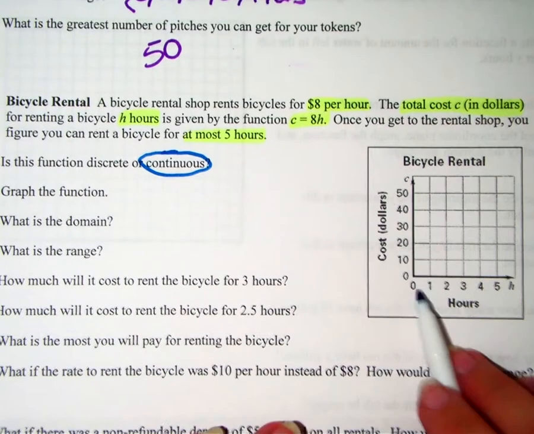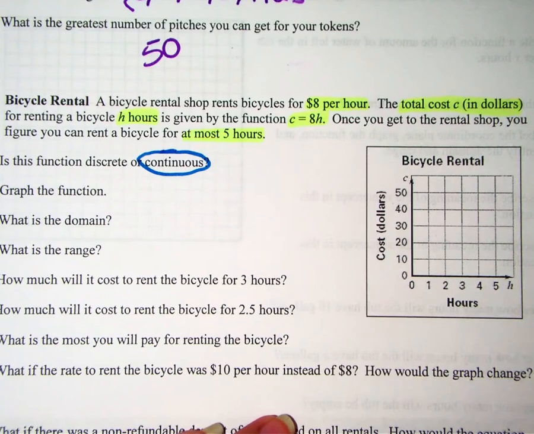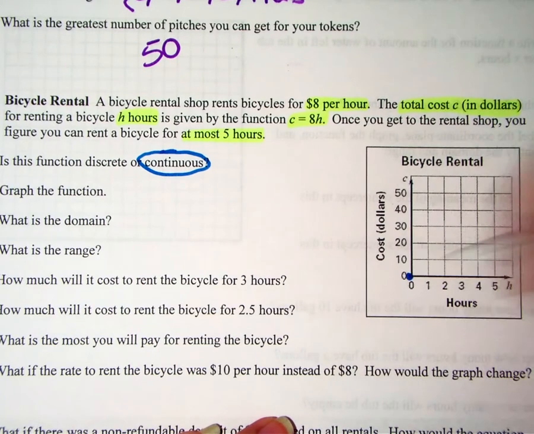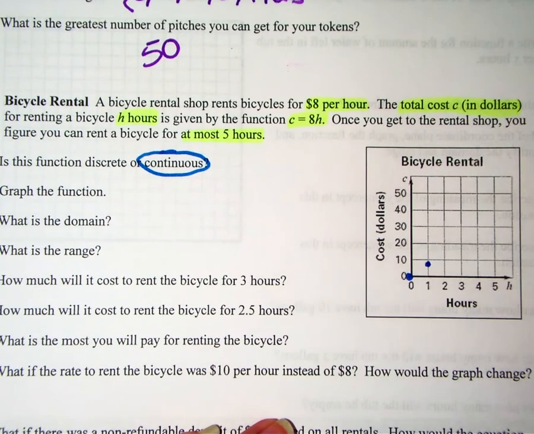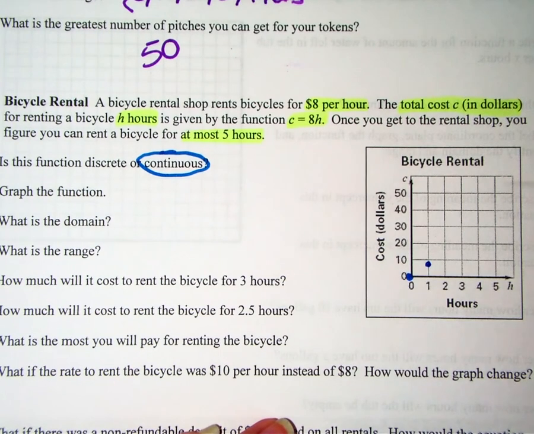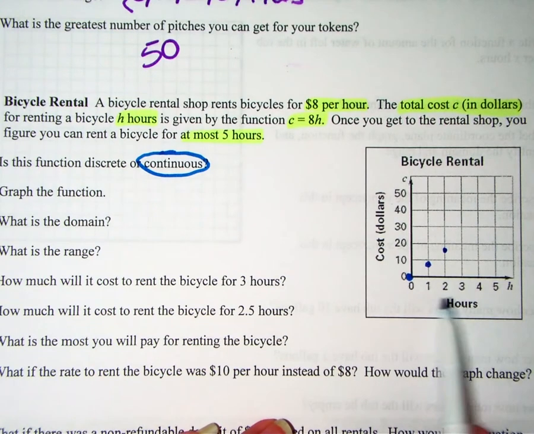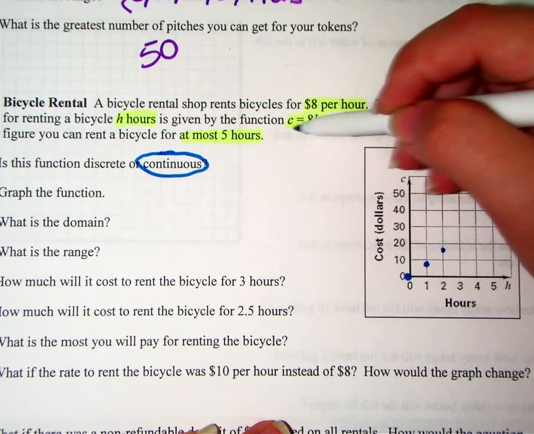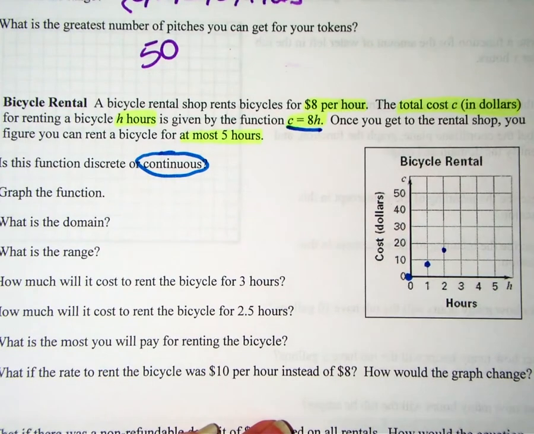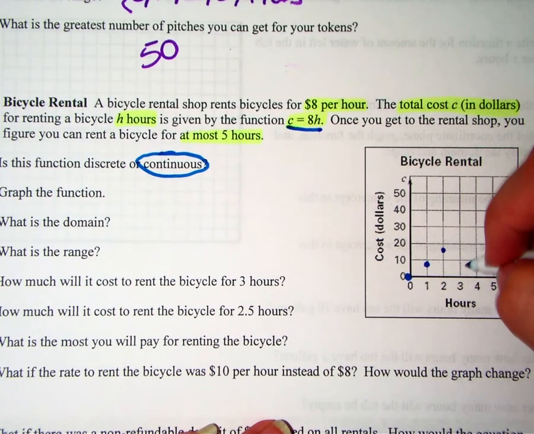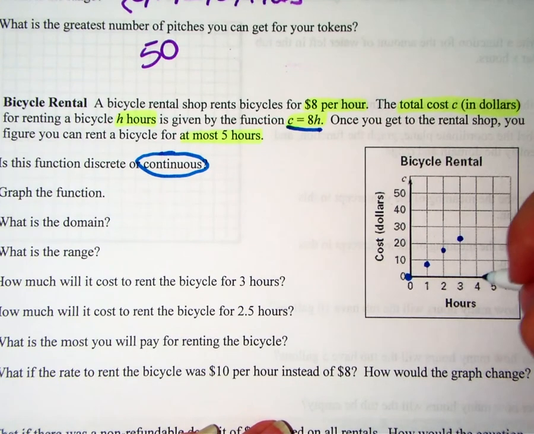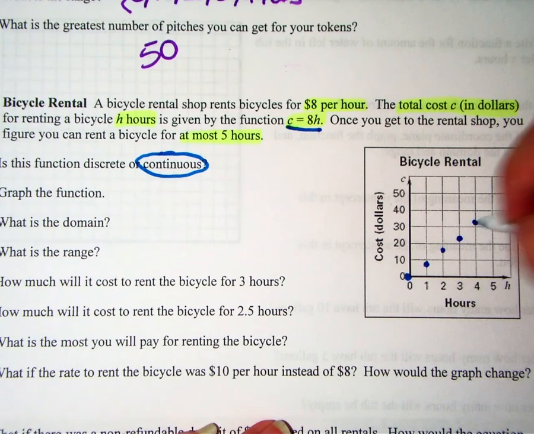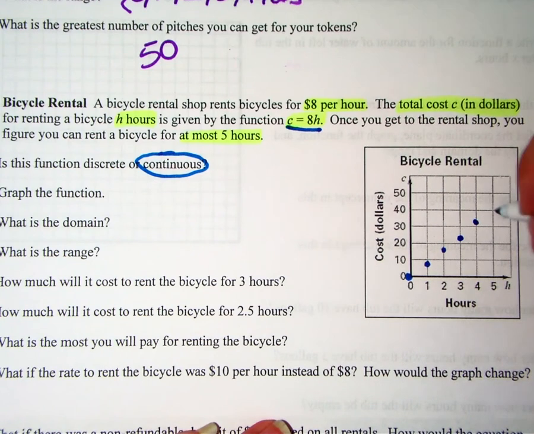So if I rent it for 0 hours, how much do I have to pay? And if I rent it for 1 hour, so put a dot there, for 2 hours, and remember, all you're doing is plugging these x values into that equation right there. So for 3 hours, 24, good. For 4 hours, 32. And for 5 hours, 40.